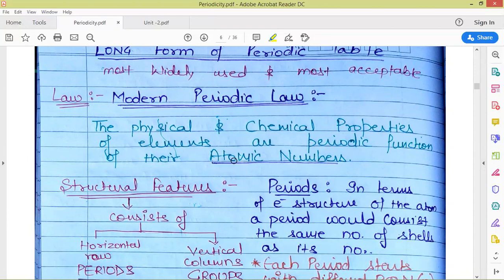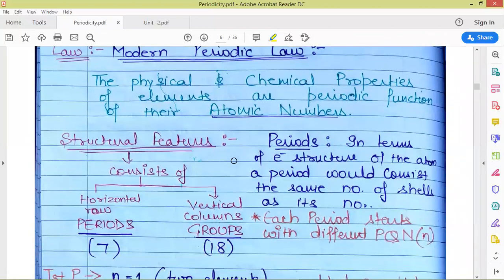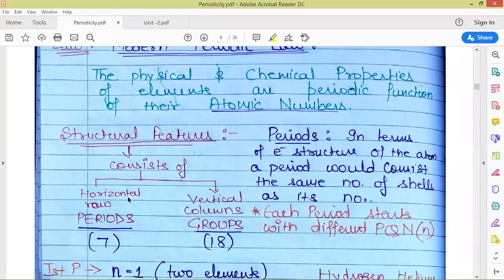Let us see the structure of the modern periodic table. The modern periodic table has horizontal rows which are called periods. There are 7 horizontal rows called periods, and there are 18 vertical columns which are called groups.